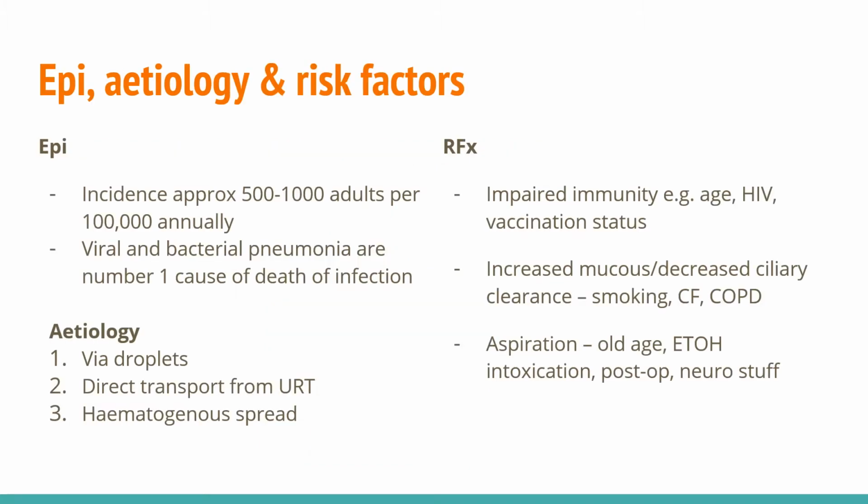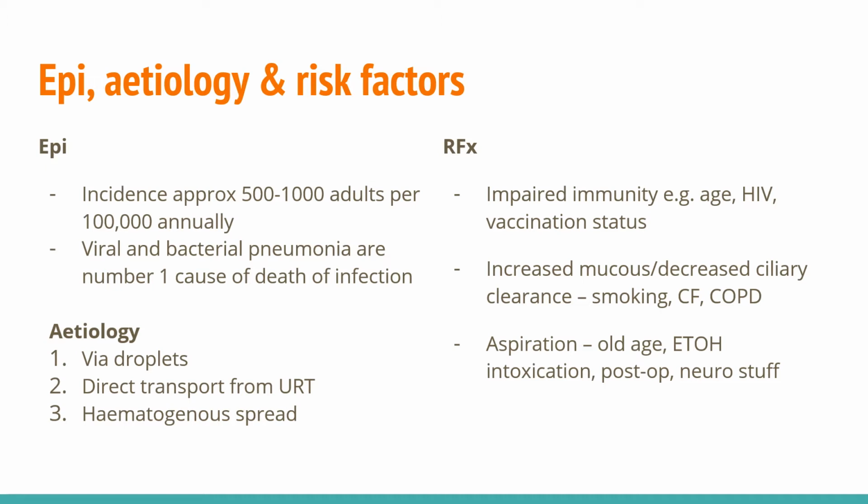Epidemiology-wise, it's actually quite common, and you might know this if you've been on a gen med ward recently, because it seems that every second person has pneumonia, especially all the old people. So in terms of its seriousness, it's the number one cause of death of infection. That's because it's so common and because it tends to affect people who are a bit more vulnerable, which I'll go into under risk factors.